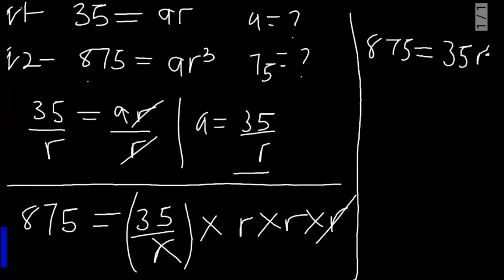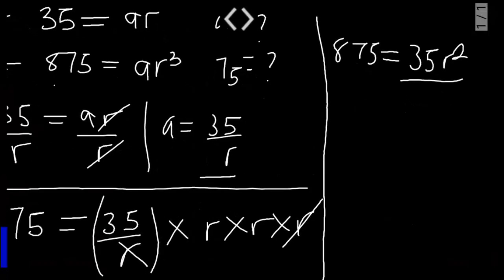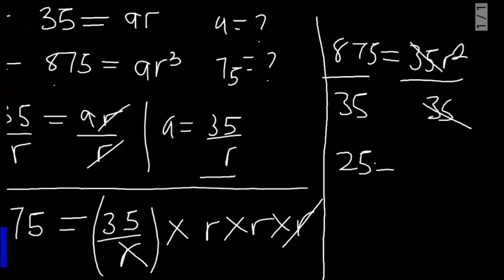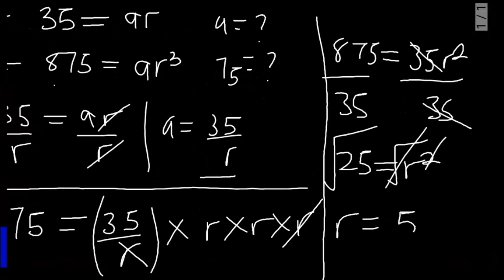Since we are looking for r, we can divide both sides by 35. So we have 875 divided by 35, that should be 25. So we have 25 is equal to r squared. To get r, since this is r squared, the opposite of the square function is the square root. So we can just take the square root of both sides. So we have r equal to the square root of 25, which is 5. So now we have our common ratio as 5.